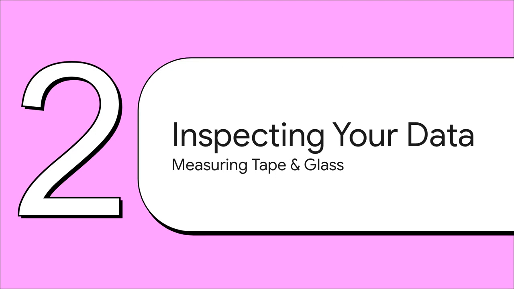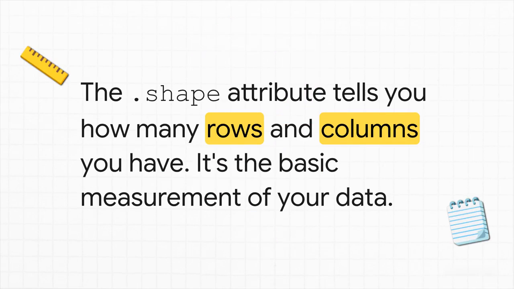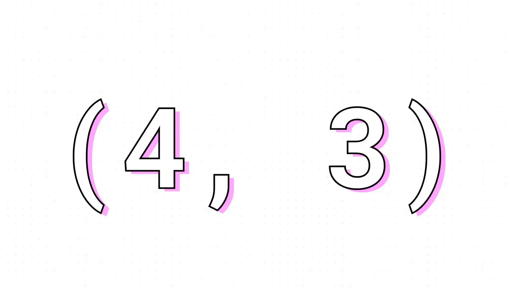Now that our data is all laid out, we need to figure out what we're actually looking at. So let's pull out a couple more tools from our toolbox, a measuring tape and a magnifying glass. This is always your first question. Before you dive in and start trying to find answers, you've got to understand the basics, the shape and size of what you're working with. So to get the basic dimensions, we use a simple command called .shape. This is our measuring tape. It's going to tell us exactly how tall and how wide our data table is. And the output couldn't be simpler.